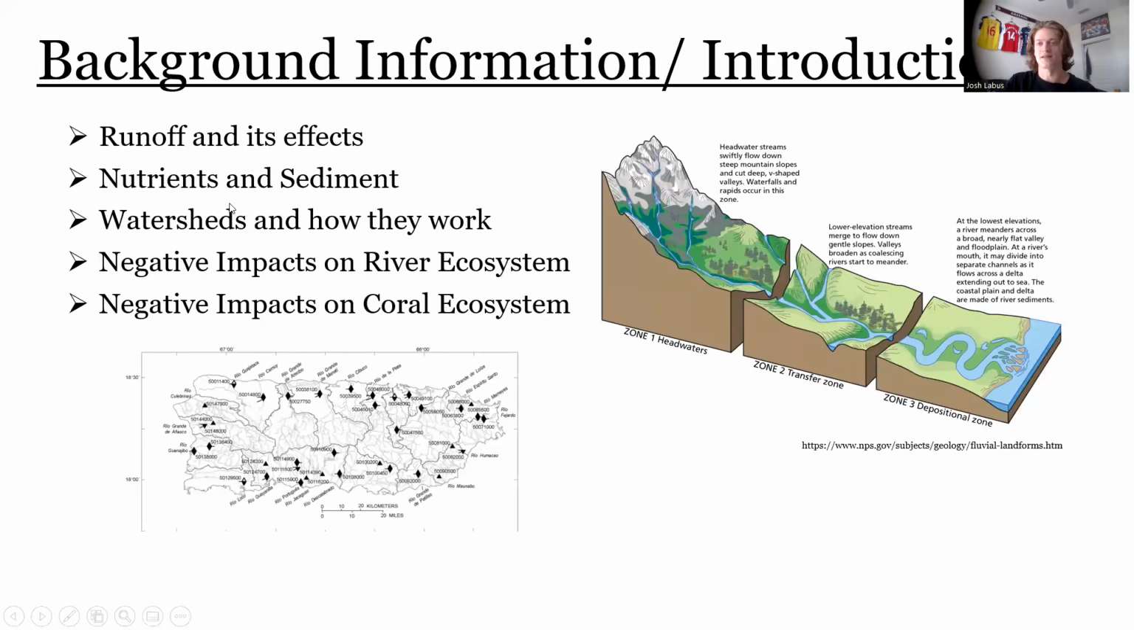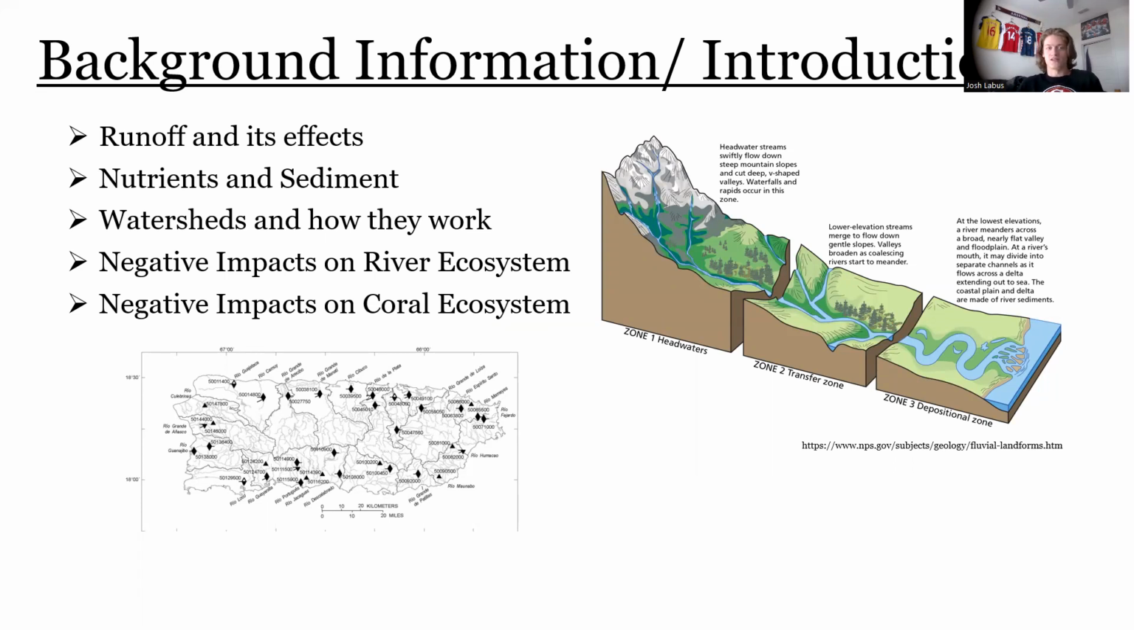So to go ahead and get into this background information, I'm going to start with runoff because that's the most broad and simple topic to understand just from the get-go. Runoff is just when water flows over the top of land, or through the soil, into freshwater ecosystems or marine ecosystems. This can be caused by rainfall, flowing from higher elevations to lower elevations, and things like that.